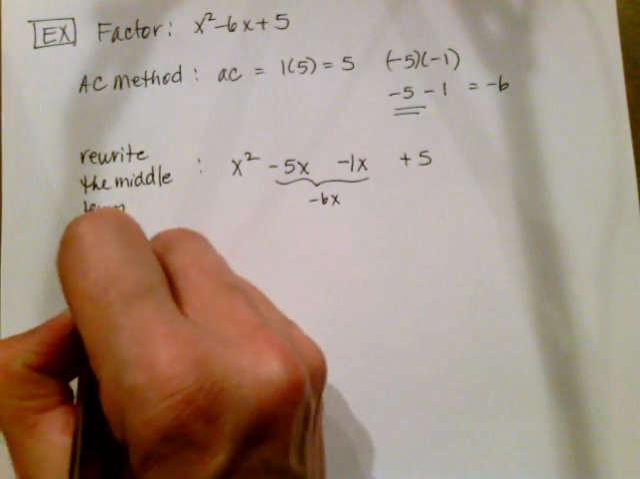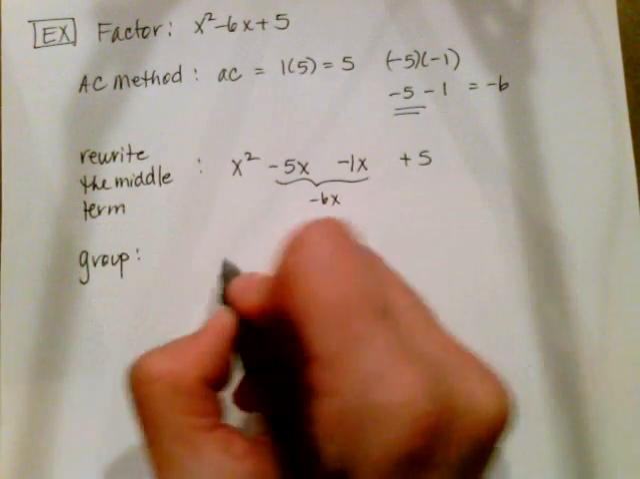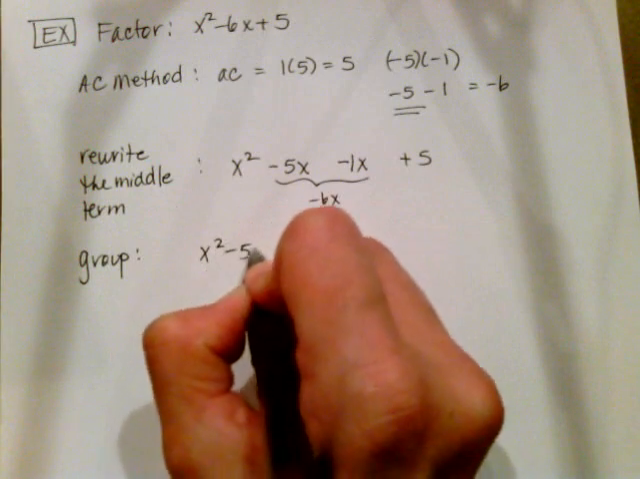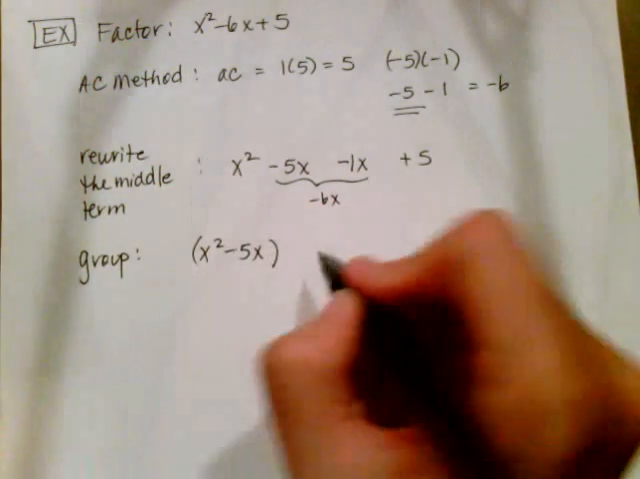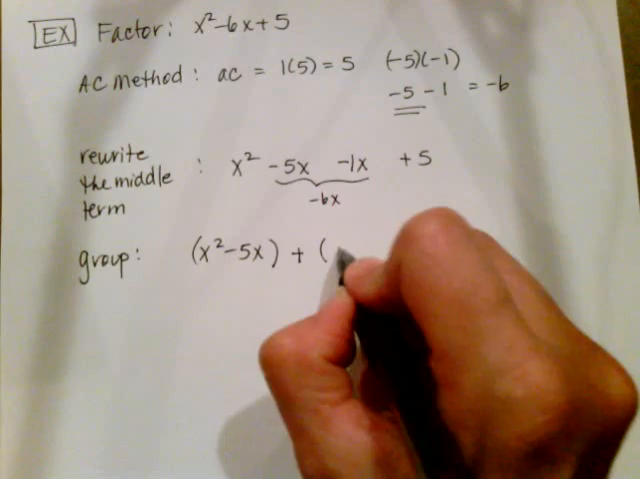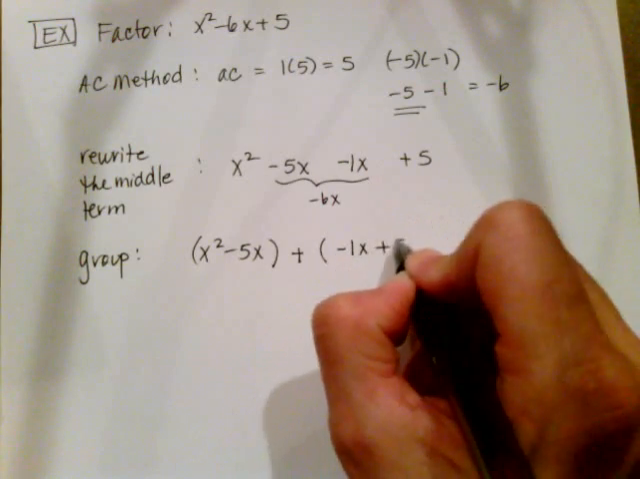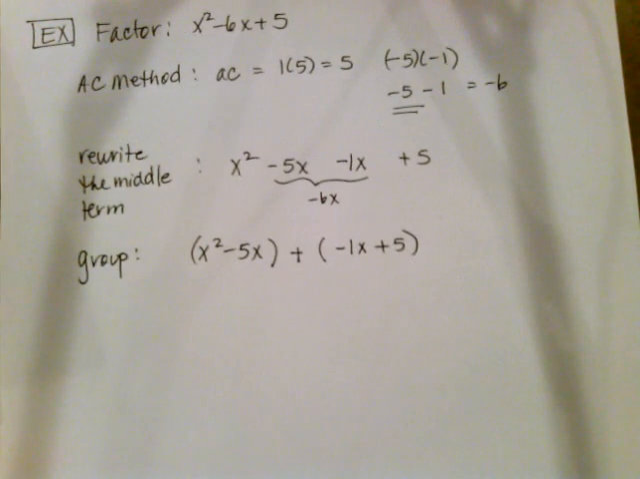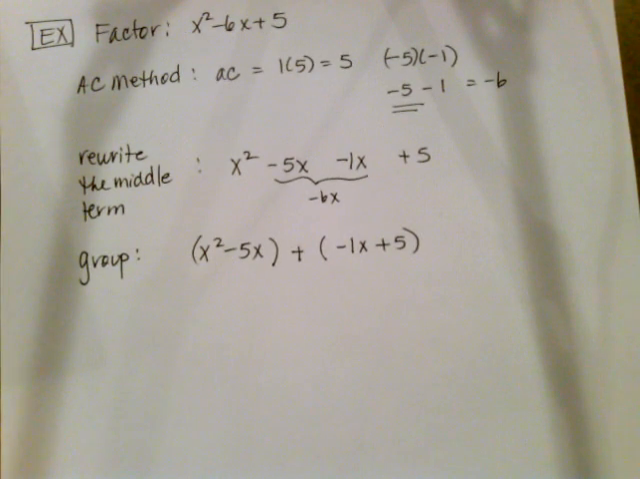The next step is to group. So I'm going to group x squared minus 5x. I'm going to put those guys together. I'm going to put a plus, and then I'm going to have these two guys grouped together. So again, it's always the first two terms and the last two terms.